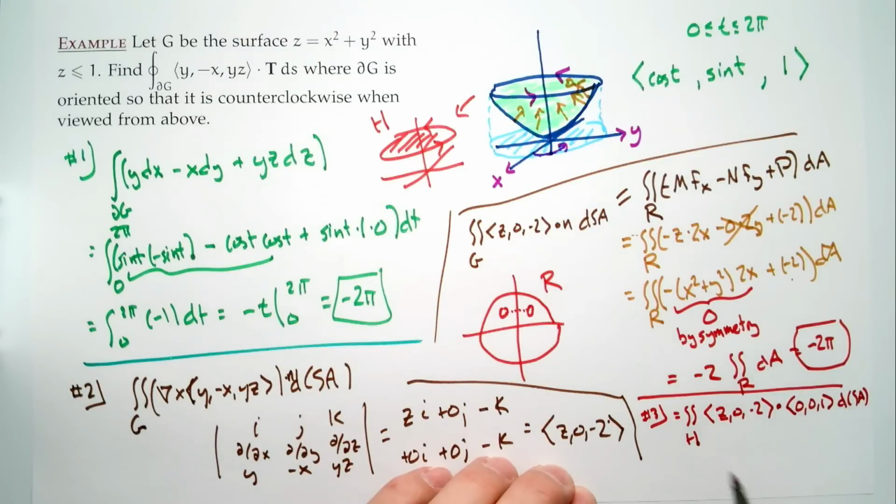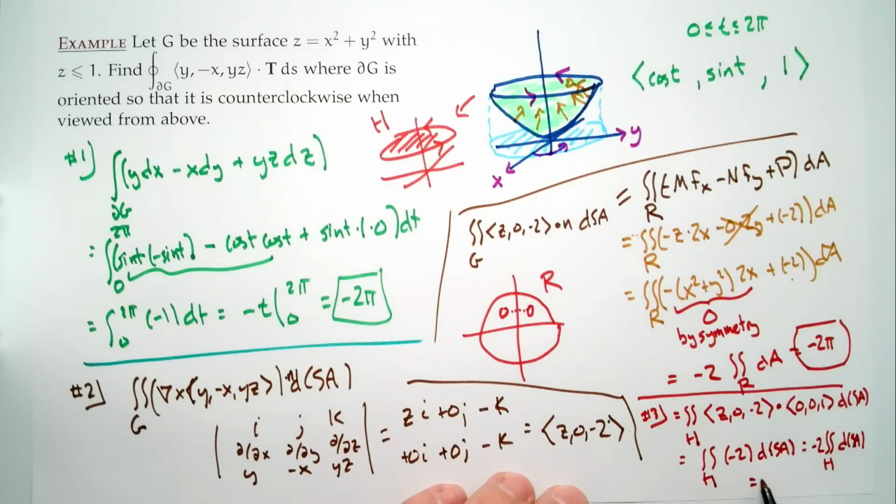Which means this is the integral over the disk of negative 2 dS. We'll pull out the negative 2, and you're integrating 1 dS. Well, what is it you're computing when you integrate 1 dS? It's the surface area. Well, how much area is there in this disk? Pi. So negative 2 pi.